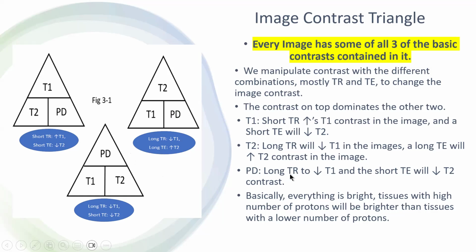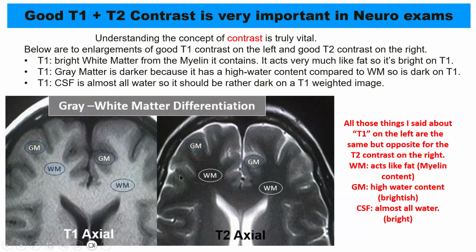We're going to use a long TR to decrease T1 contrast. So you're going to be using TRs in the thousands because you want to make it less T1. We're going to use a short TE because we want to minimize T2 contrast. So put these two guys down the bottom. Proton density is going to win the contrast war, as it were.